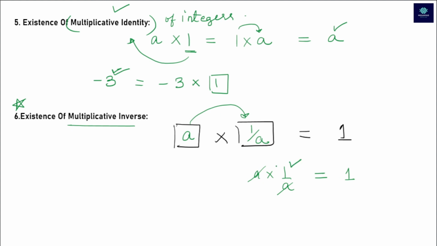So let us take an example to understand this. If it is asked to find the multiplicative inverse of minus 4, the multiplicative inverse of minus 4 will be 1 upon minus 4. Why? Because when you multiply these two, you are going to get your product as 1, right? So the multiplicative inverse of minus 4 is 1 upon minus 4.